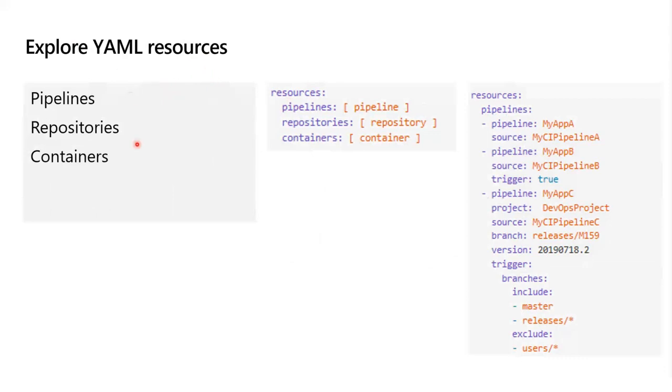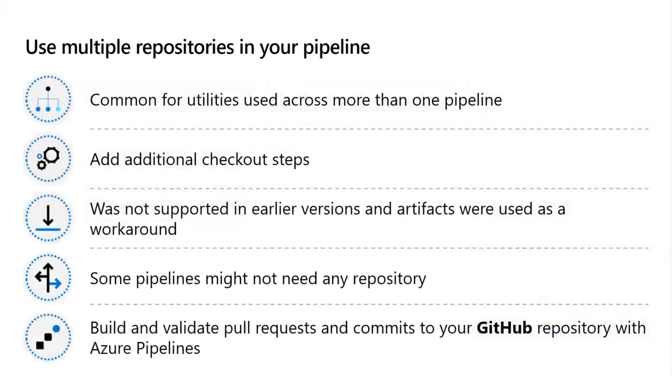We have in the pipeline the repositories, as well as the containers. So you can use multiple repositories in your pipeline. Common for utilities used across more than one pipeline, and you can add additional checkout steps. It's important to mention that this wasn't supported in earlier versions, and artifacts were used as a workaround. And some pipelines might not need any repository at all.